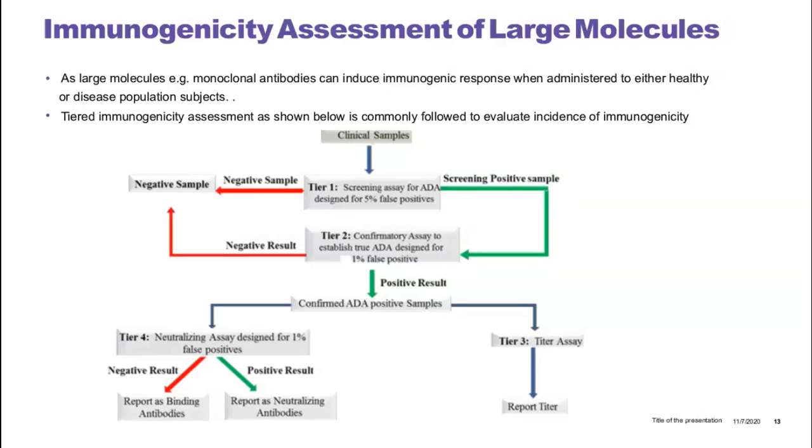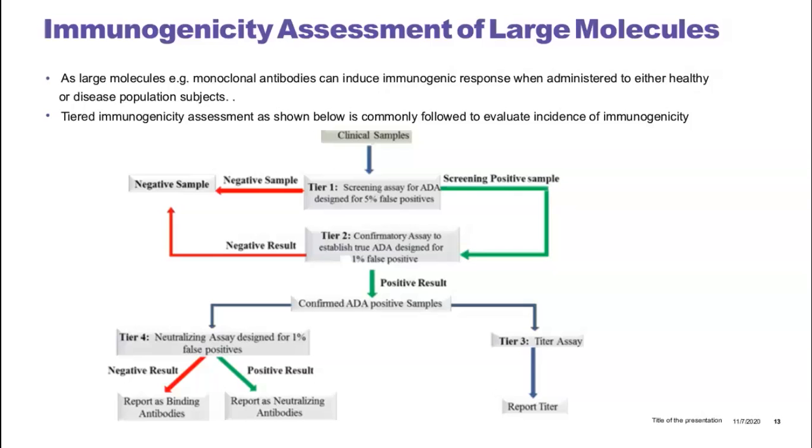There are 4 tiers: tier 1, tier 2, tier 3, and tier 4. These 4 tiers are used especially for screening of the samples and analysis of anti-drug antibodies. The first one is the screening assay. Tier 1 is the screening assay, used for the anti-drug antibodies. First they screen the samples. Of course, this is mainly designed for 5% false positives.